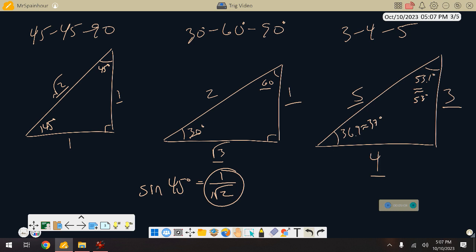Okay. Or I could say something like, hey, what's the tangent of, well, actually, no, let's go with the sine of 53.1. Now, 53.1 is up here. Okay, so the opposite is going to be 4.